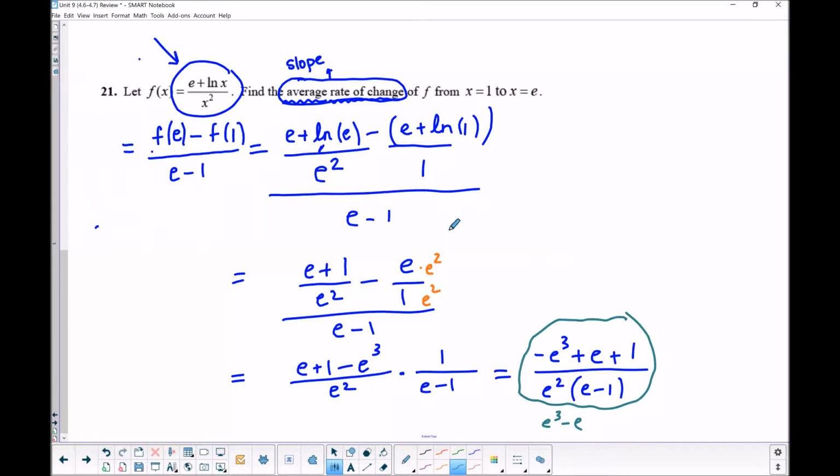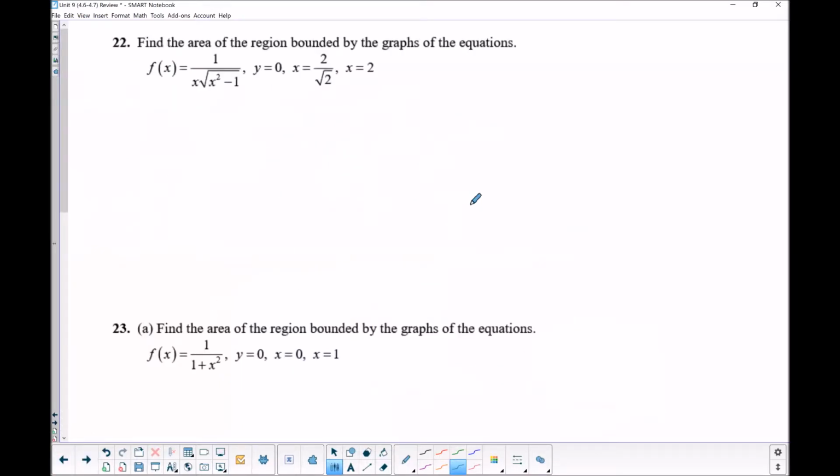Let's look at 22. I think that's on a new page here, if I'm not mistaken. All right. The problem says, find the area of the region bounded by the graphs of the equations. Well, the simple idea of it saying area hopefully triggers the fact that you're going to want to use some integration. So we'll use some definite integration for sure here.